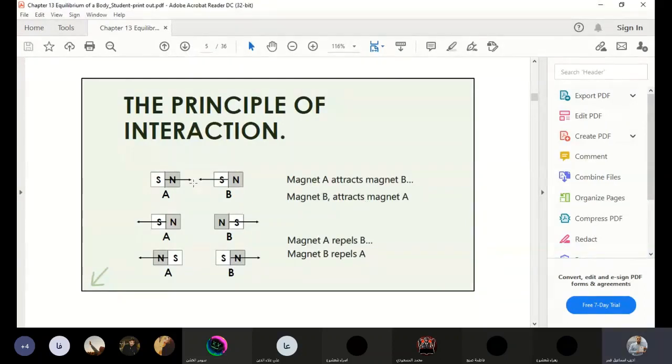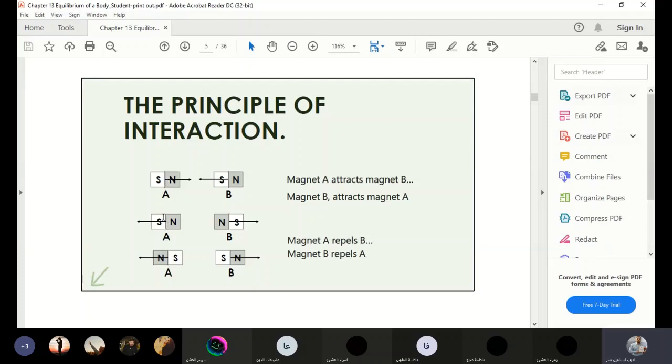Okay, so here we have magnet A and magnet B. The different poles are facing each other, so these two magnets attract each other. Here we have attraction. Magnet A attracts magnet B, and magnet B attracts magnet A by the same force, same line of action, same magnitude, opposite directions, so there is interaction between magnet A and magnet B.